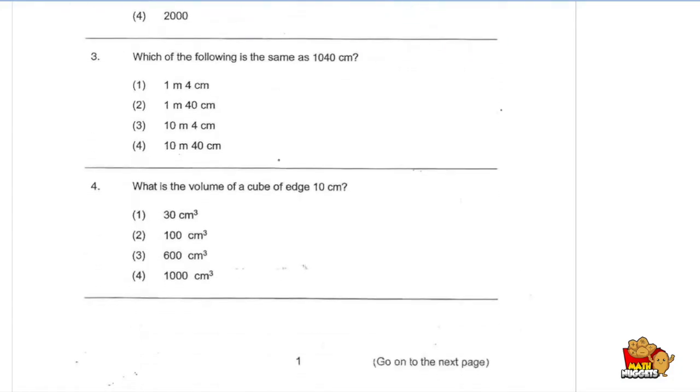Question 3, which of the following is the same as 1040 cm? So 1040 cm, if I want to convert it to meters and centimeters. Now 100 centimeters is 1 meter. So how many hundreds do we have here? We have 10 hundreds and 40 centimeters.